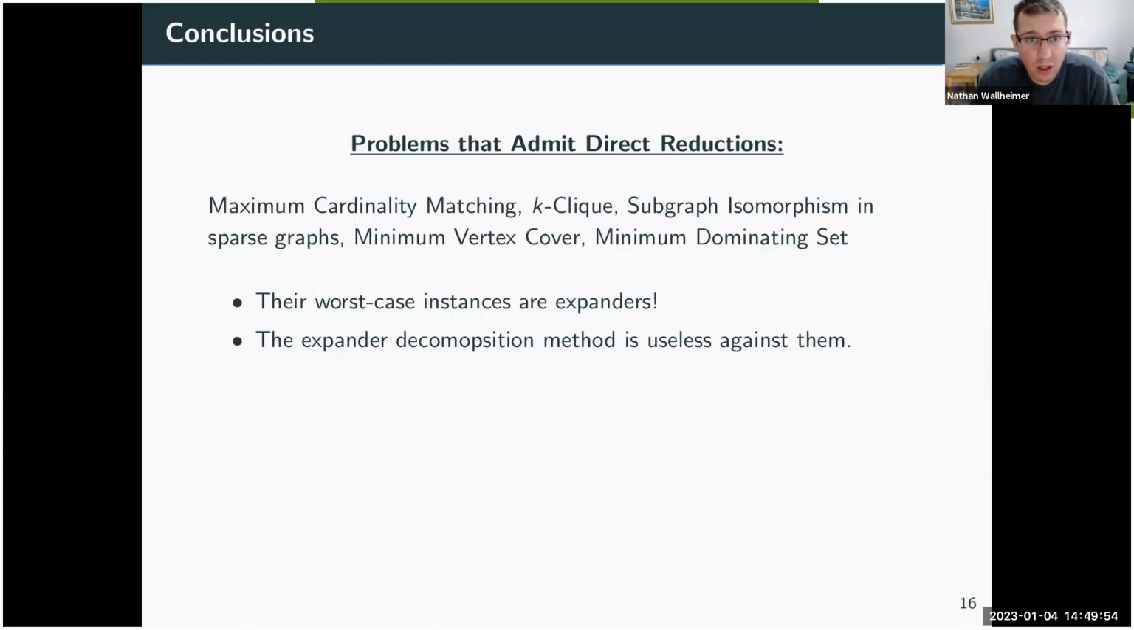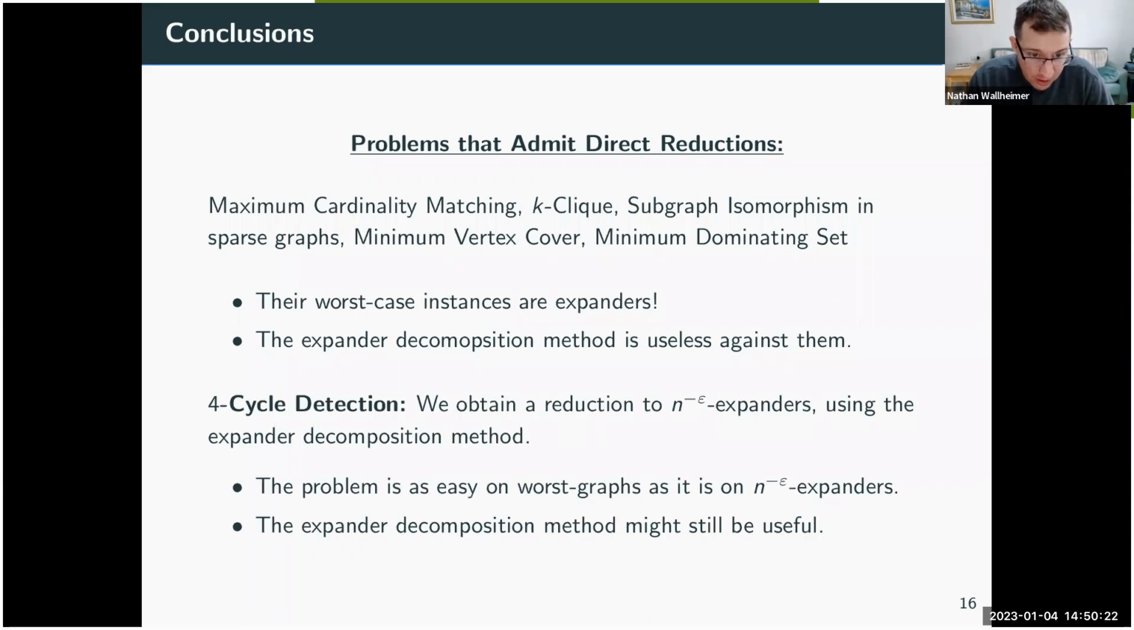Let me conclude the talk. We showed that many problems do admit direct reductions: maximum cardinality matching, K-clique, subgraph isomorphism. This part is in the paper. Also when the graph is sparse, minimum vertex cover and minimum dominating set. In particular, it means that the worst case instances are expander graphs, and the expander decomposition method is useless against them. For 4-cycle detection, although we do obtain a reduction to n to the minus epsilon expanders, it uses the expander decomposition method. So we get some partial results.